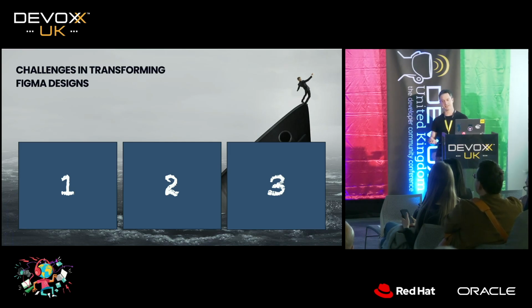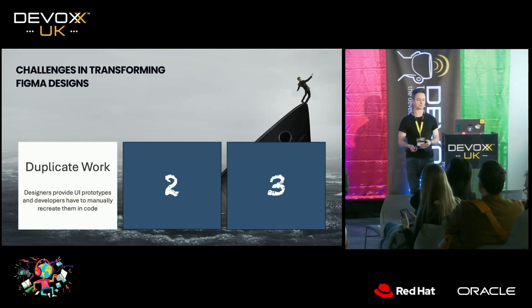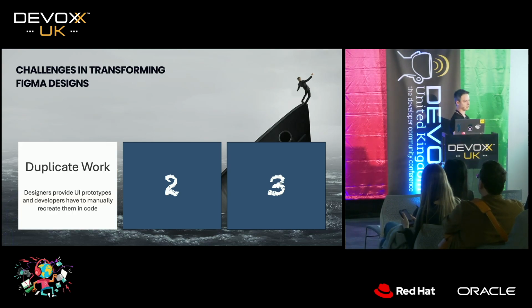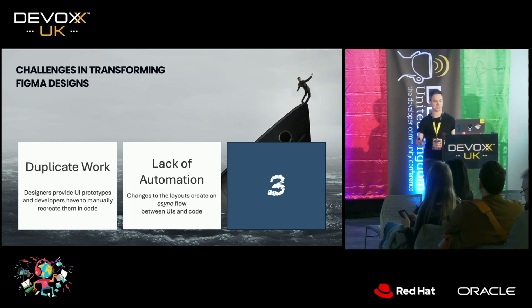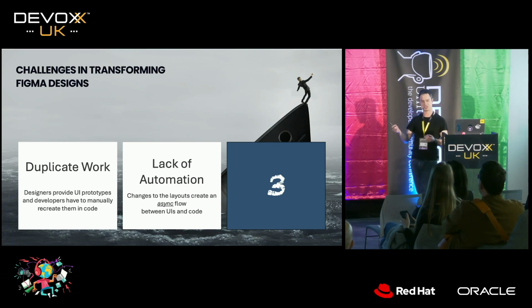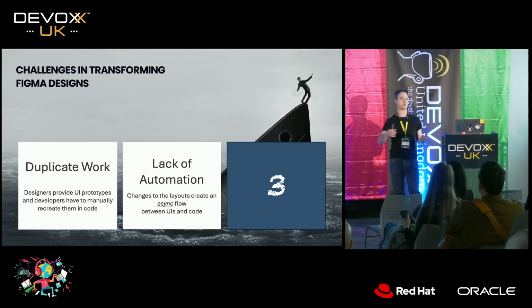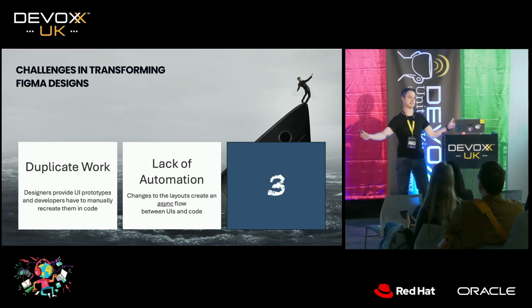Typically, teams and organizations have to face three main challenges when doing this process. The first of all is duplicate work. Designers provide UI layouts, and then developers have to take and manually implement them in code. This step is even worsened by the lack of automation that creates some sort of async flow. If the designers need to update the mock in Figma and then don't communicate the changes quickly to the developers, what happens is that there are discrepancies between the final generated code and the updated layout.